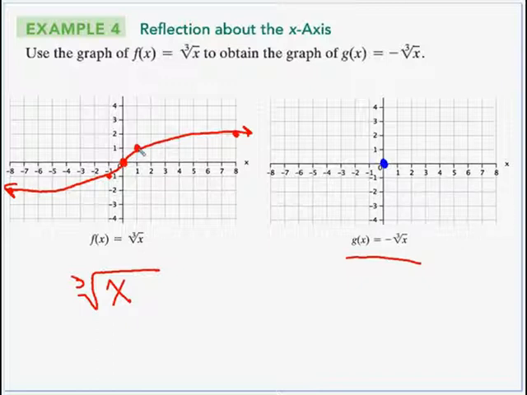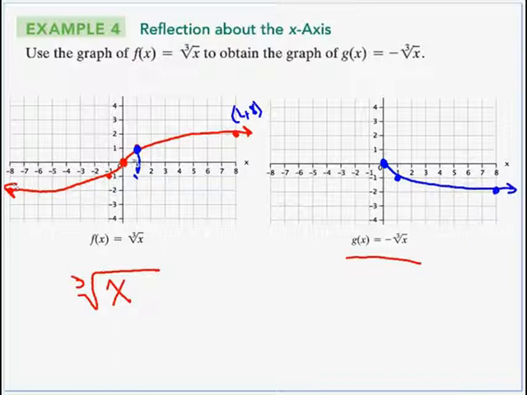But this point that was at (1, 1) is still going to have a positive 1 x coordinate, but now it's going to be (1, -1). This point got moved under the x-axis. Same thing way out here, this point (8, 2). Well, now I'm going to switch the sign of the y coordinate. Now it's (8, -2). So here's part of our graph.